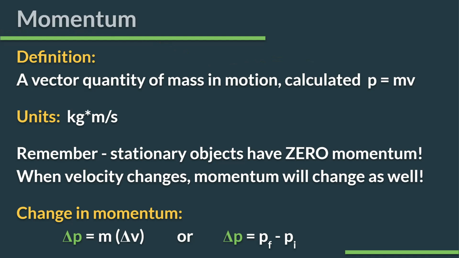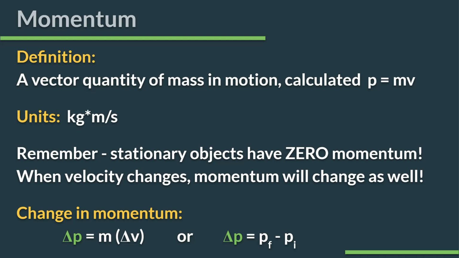All right. The next thing that we can add into these calculations, because we've learned more stuff, is momentum. Okay, so just as a reminder, momentum is your vector quantity of mass in motion, and we calculate it with the equation P equals m times v, mass times velocity. The units are kilograms times meters per second. As a reminder, objects that are not moving, because they have 0 velocity, will also have 0 momentum. Objects that have a velocity will have momentum, and if their velocity changes, their momentum will change as well.